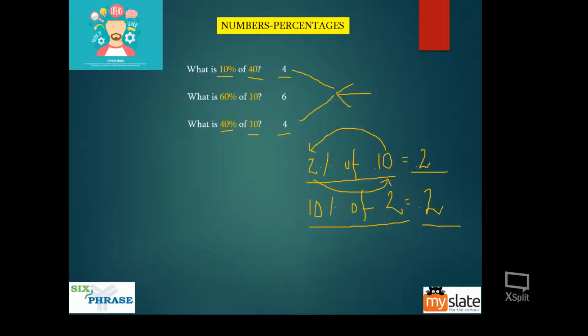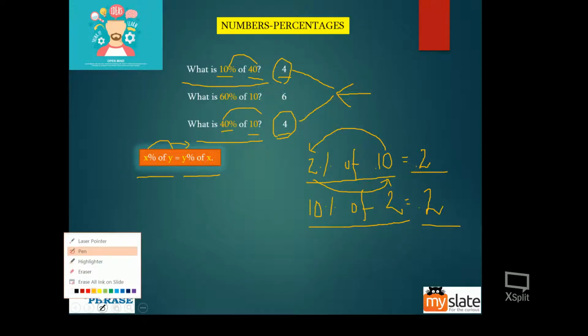Okay, here look at this. 10 percentage of 40, you got 4. 40 percentage of 10, again you got 4. Here again you can see this and this are interchanged. So in general what we can say is x percentage of y will be equal to y percentage of x. See, y and x are interchanged here, right? Okay, so this is a general formula. This is always true for all values of x and y. You can have any value of x and any value of y, but x percentage of y will always be equal to y percentage of x.